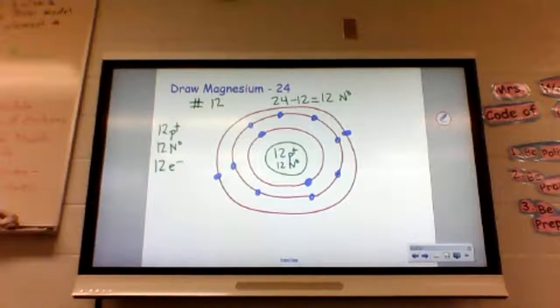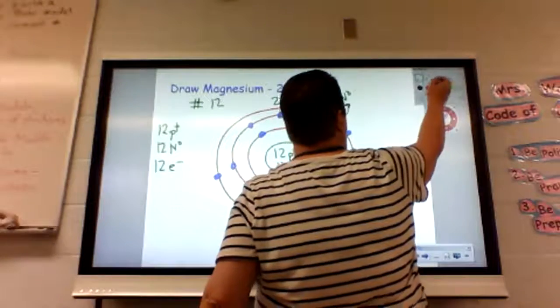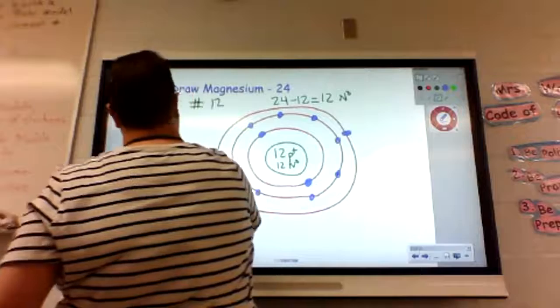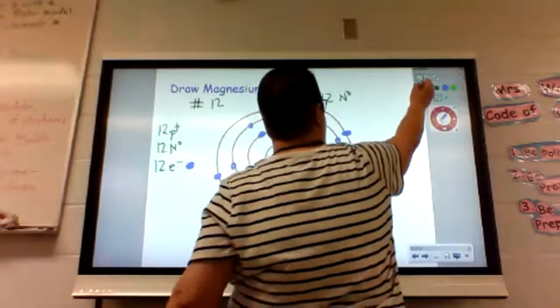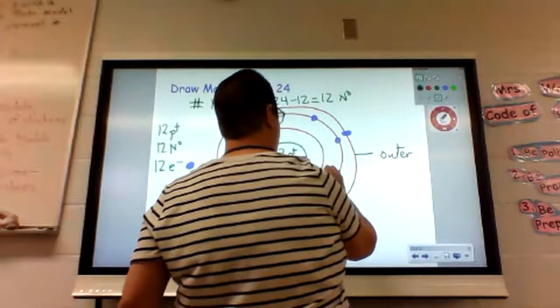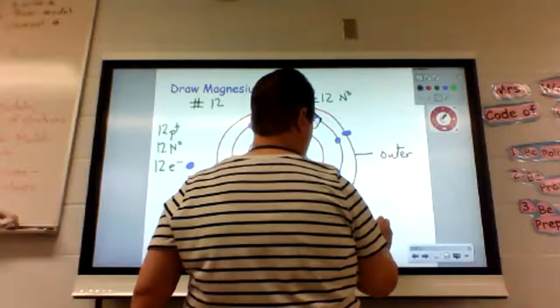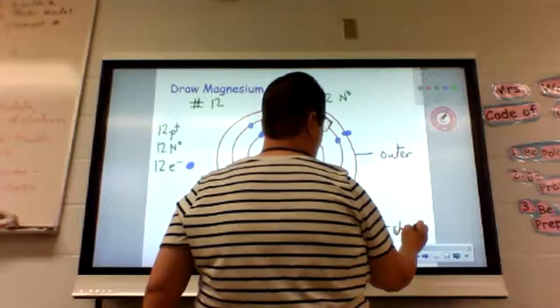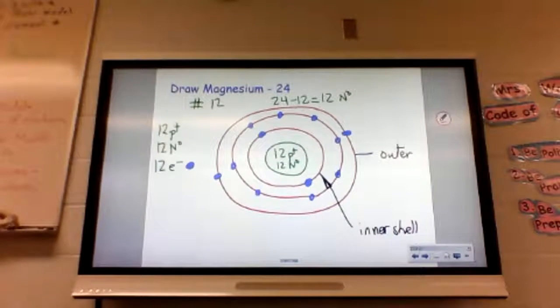Now, I need to label and make a key. So I have drawn my protons and electrons over here. So make sure you draw in my color-coded beads. I'd have color-coded beads. This is my outer shell. This is my inner shell. And then answer your questions. Okay? But everybody's drawing their own. Any questions about what you have to do?